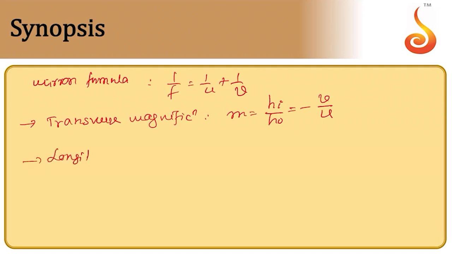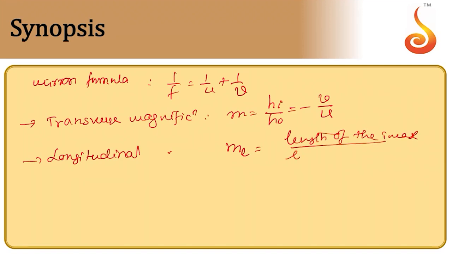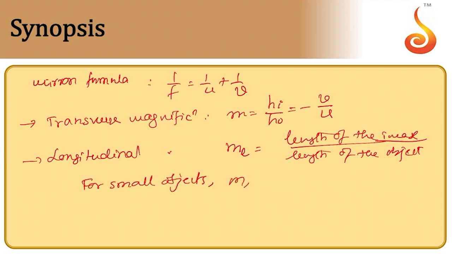And the longitudinal magnification, we can call it ML, is the length of the image divided by the length of the object. And for small objects, ML is equal to minus M squared, where M is the transverse magnification.